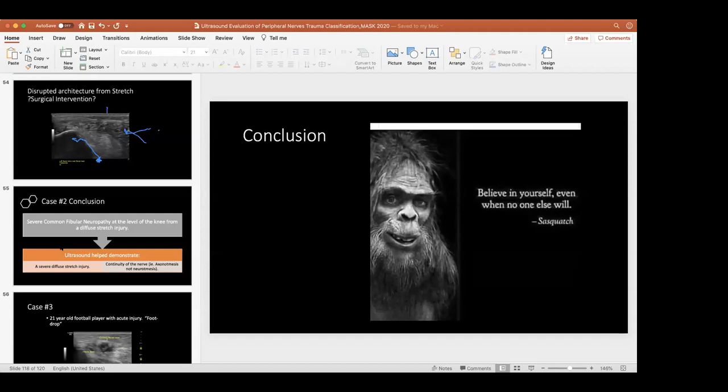Another beauty of ultrasound is that it has power Doppler or color Doppler. You can see the color Doppler and power Doppler around the nerve, as Professor Jeff has pointed out in his excellent lecture.